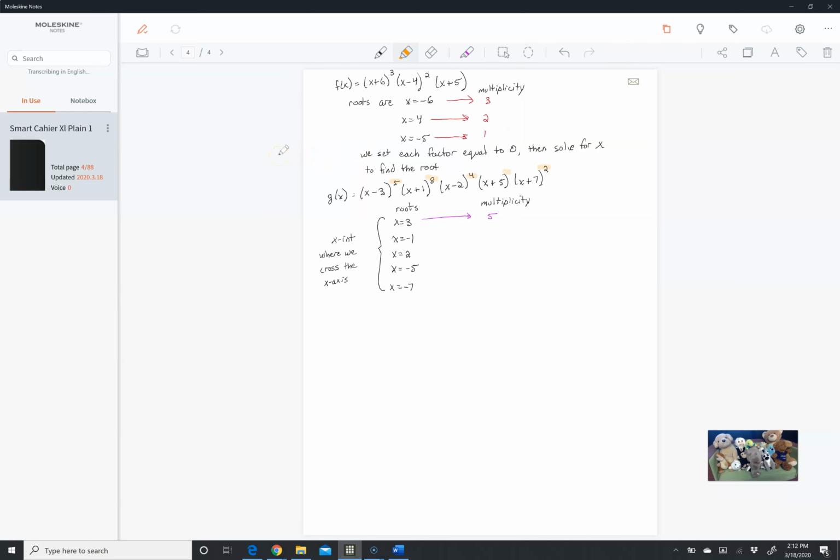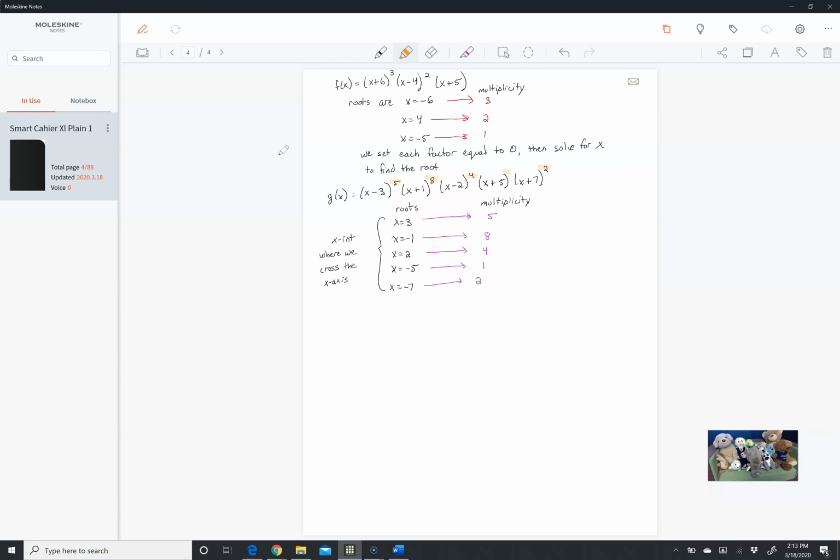Okay, so we have x equals negative 1, as we said. We know that the multiplicity is 8. X equals 2, we know that the multiplicity is 4. Again, we're just looking at those exponents. For x plus 5, for x equals negative 5, the multiplicity is 1. And for x equals negative 7, the multiplicity is 2.